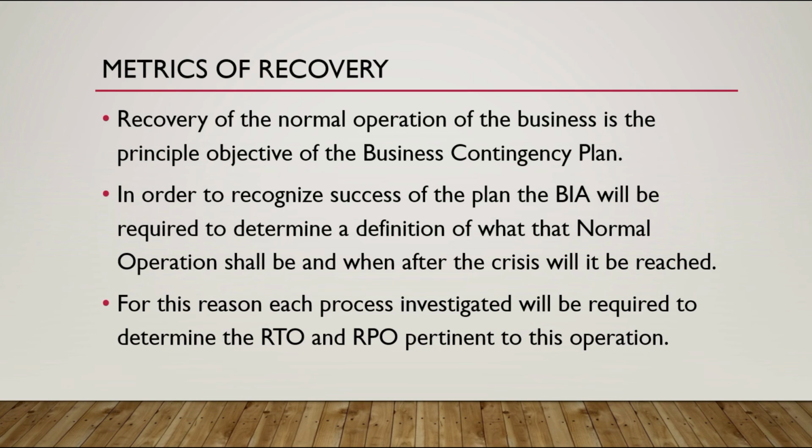What are metrics? They are measurements. So basically we're looking for the measurements for recovery. The recovery of a normal operation of a business is the principal objective of the business continuity contingency plan. In order to recognize the success of the plan, the BIA will be required to determine a definition of what that normal operation should be, and when, after the crisis, it will be reached. For this reason, each process investigated will be required to determine the RTO and RPO pertinent to the operation.